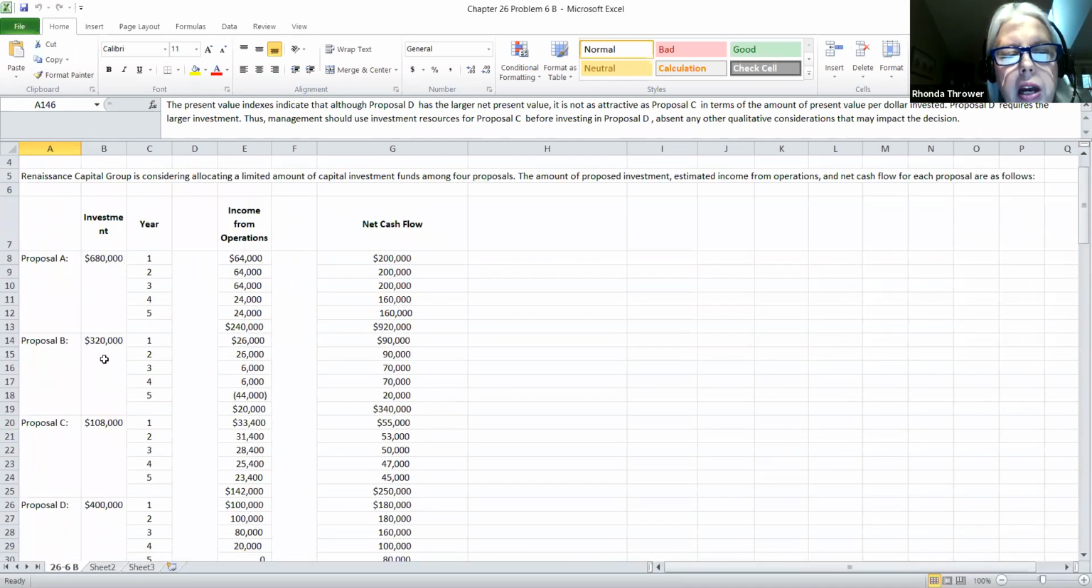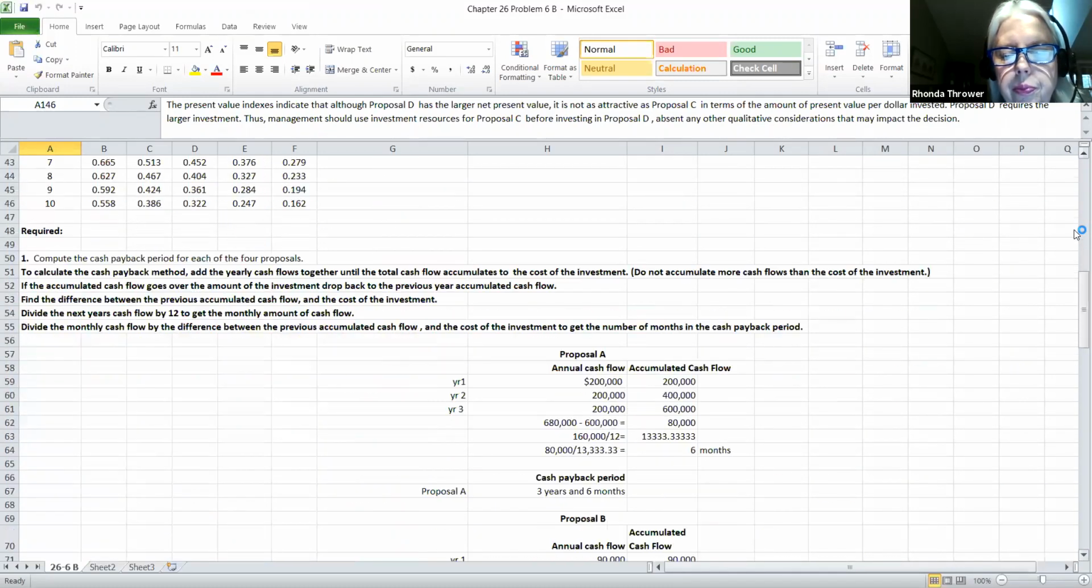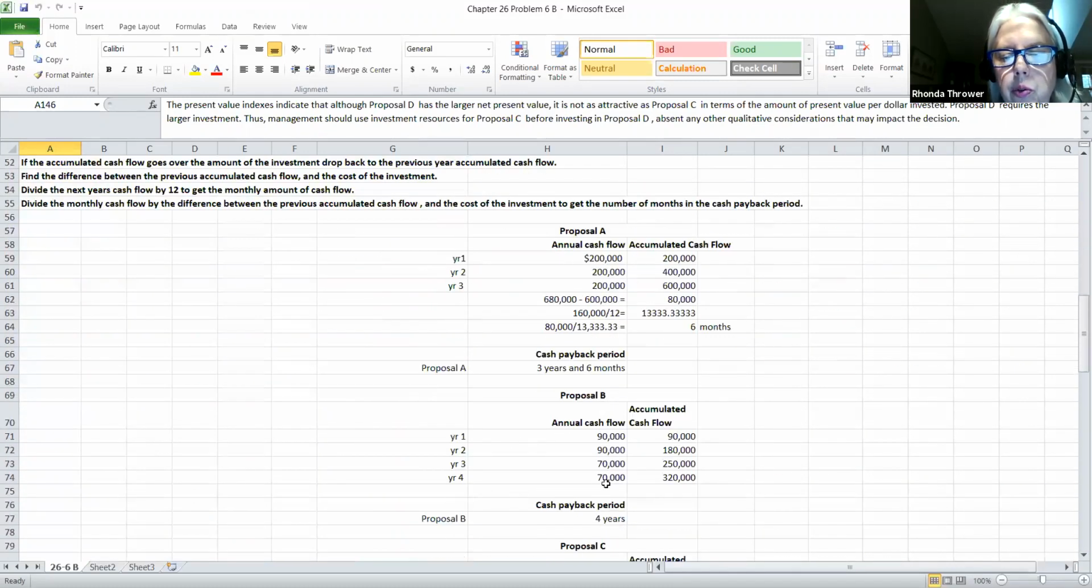$250,000, if you were to subtract that from the $320,000, leaves you with $70,000. It just so happens that the cash flow in year 4 is $70,000. So $70,000 is added to the $250,000 accumulated cash flow from year 3 to get $320,000. So it took us 4 full years to pay back proposal B.